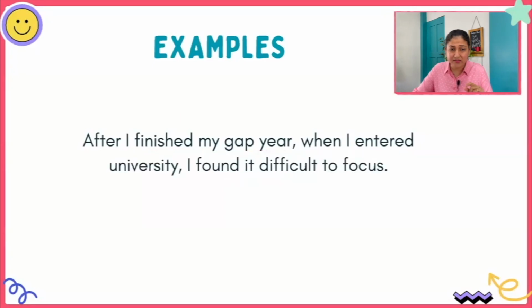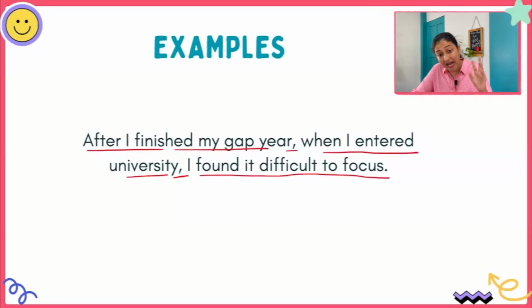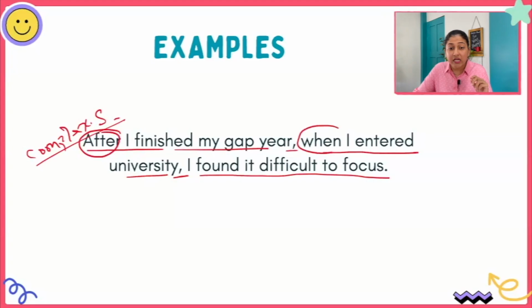Now, look at this. After I finished my gap year, comma, when I entered university, comma, I found it difficult to focus. Now, this is a complete sentence, right? Once again, understand this. Whenever it is a complex sentence, and I hope you understand this is also a complex sentence because we are using subordinating conjunctions. There are two subordinating conjunctions.